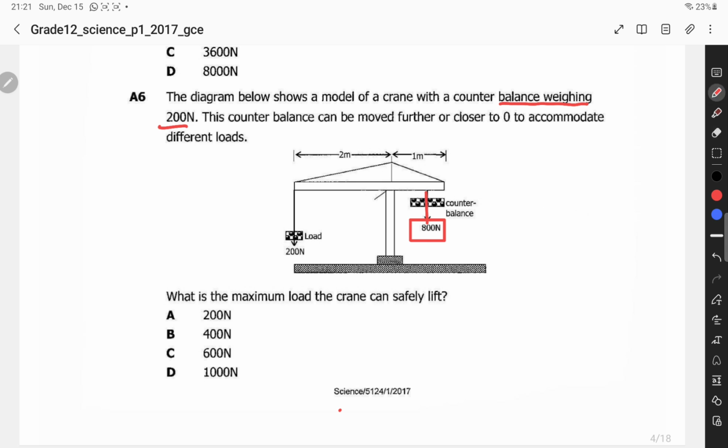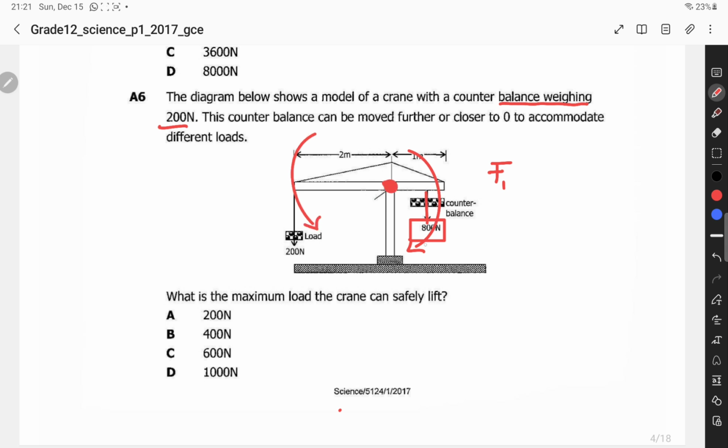So all in all, we have the weight. You see the counterbalance, if this is our pivot, is causing a clockwise rotation about that pivot. And the load this side is causing an anti-clockwise rotation about the same point.